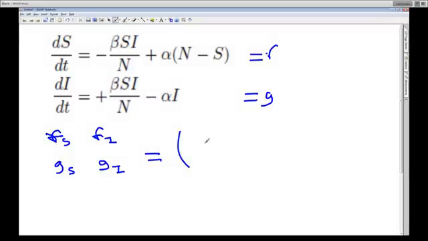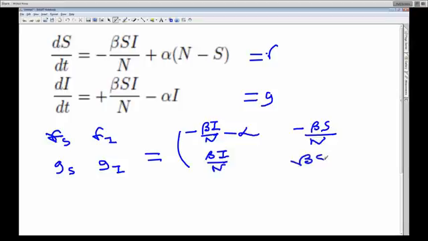So the partial of the first one with respect to s is equal to, say, minus beta I on n minus alpha. With respect to I, it gives you minus beta s on n. Take the second one: with respect to s gives you beta I on n. With respect to I gives you beta s on n minus alpha. Now that's what it is.